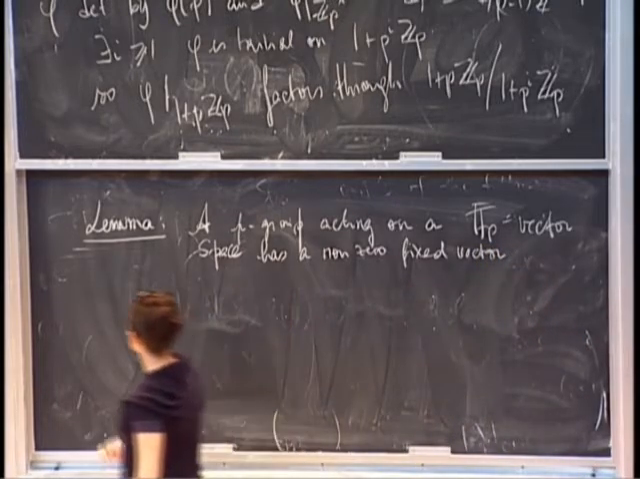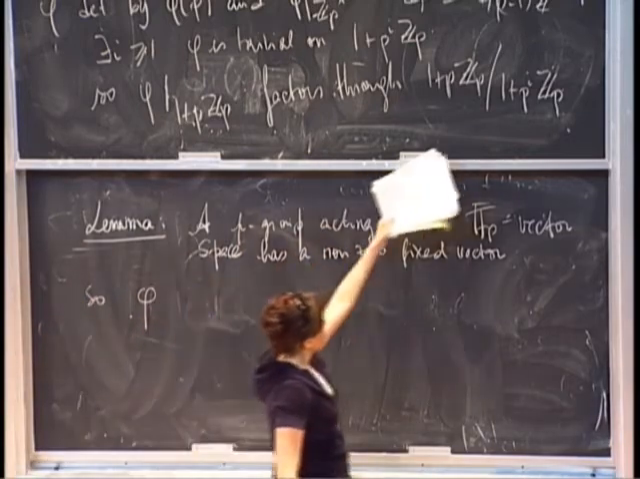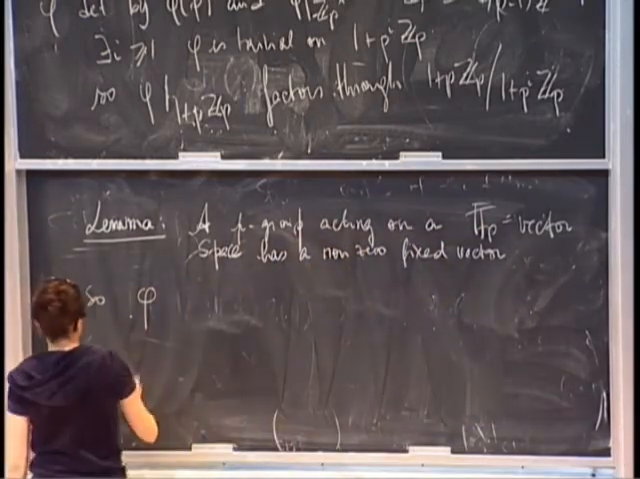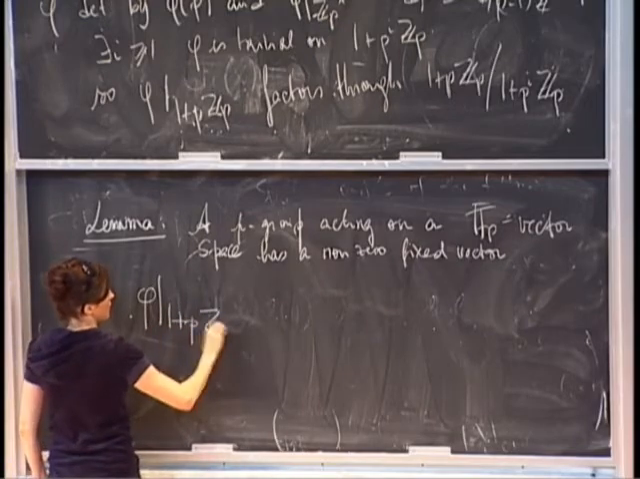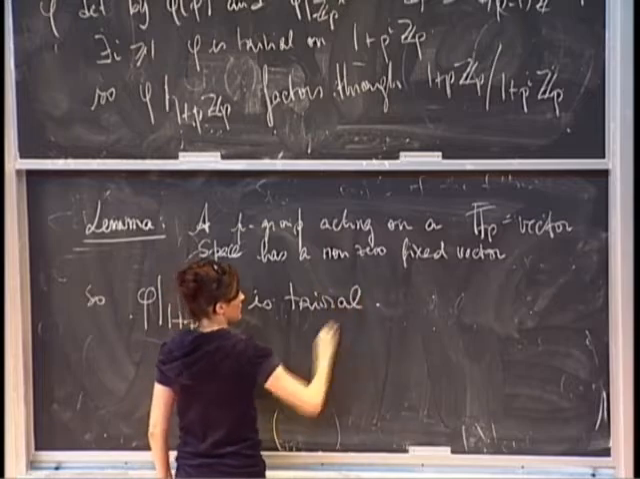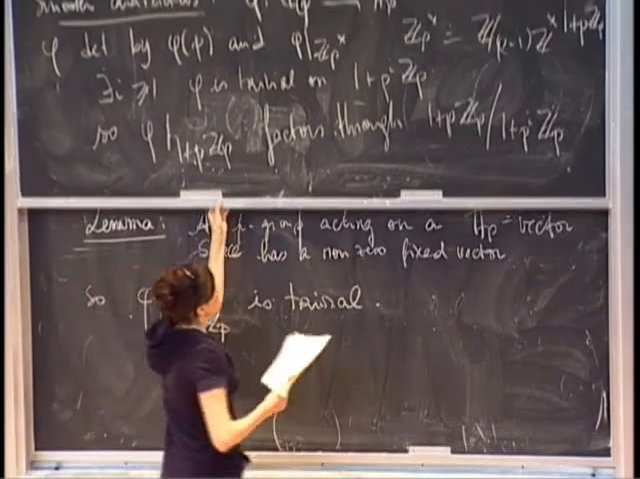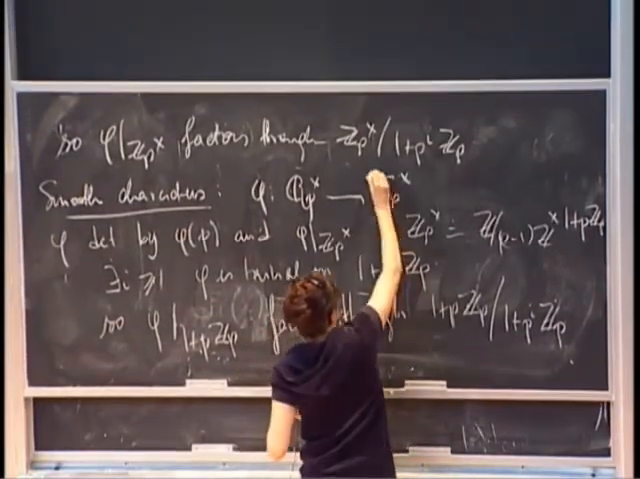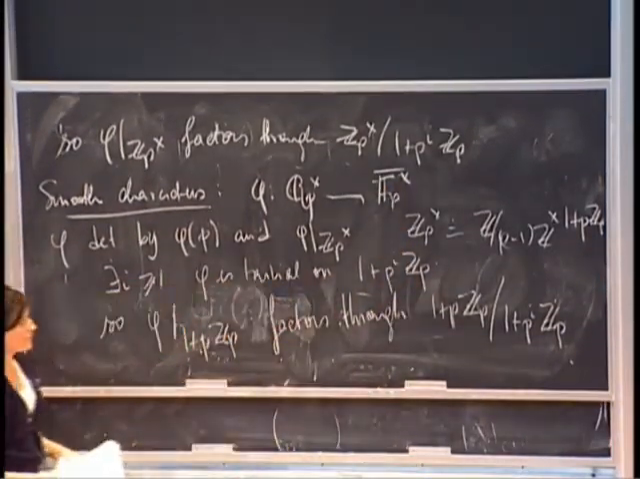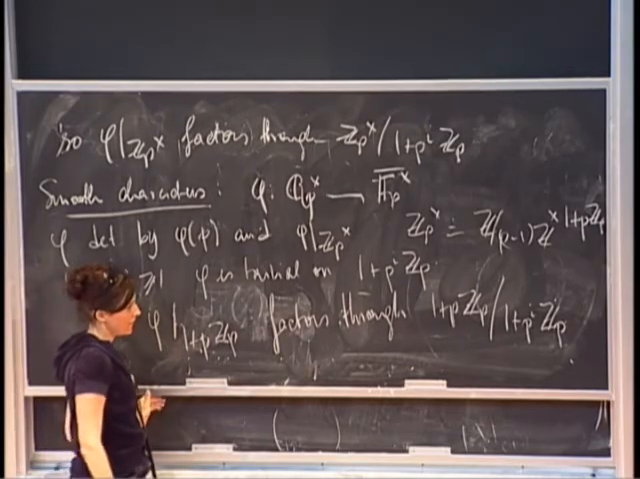As a consequence, the restriction of phi to this p group has to be trivial. So phi is trivial. So it seems that there are not so many characters of Q_p star with values in F_p bar. Not only are there not so many of them, it seems that they are quite easy to list because, well, they are all tamely ramified.